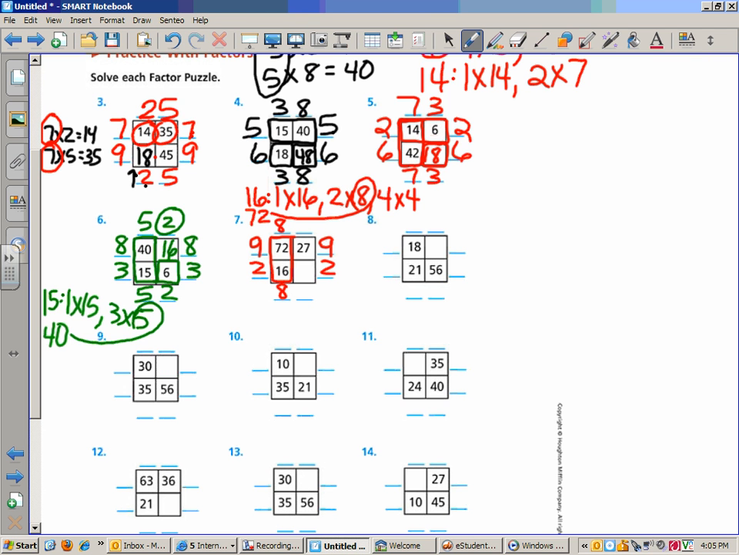Let's see if it works for 27. Does 9 times the number equal 27? Yes, 3. If that's 3, then let's figure out this last one. 3 times 2 is 6. So tomorrow we're going to do factor puzzles, we're going to have multiplication charts, and we're going to start listing out factor pairs for individual numbers and really getting more and more comfortable with your multiplication facts.